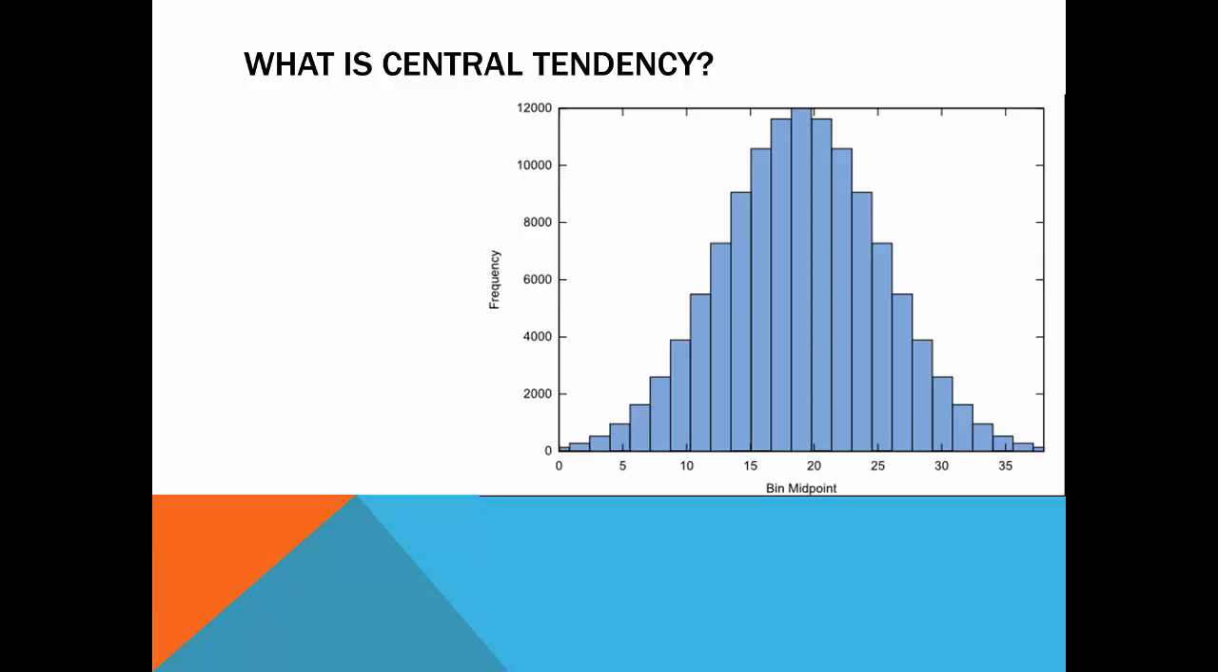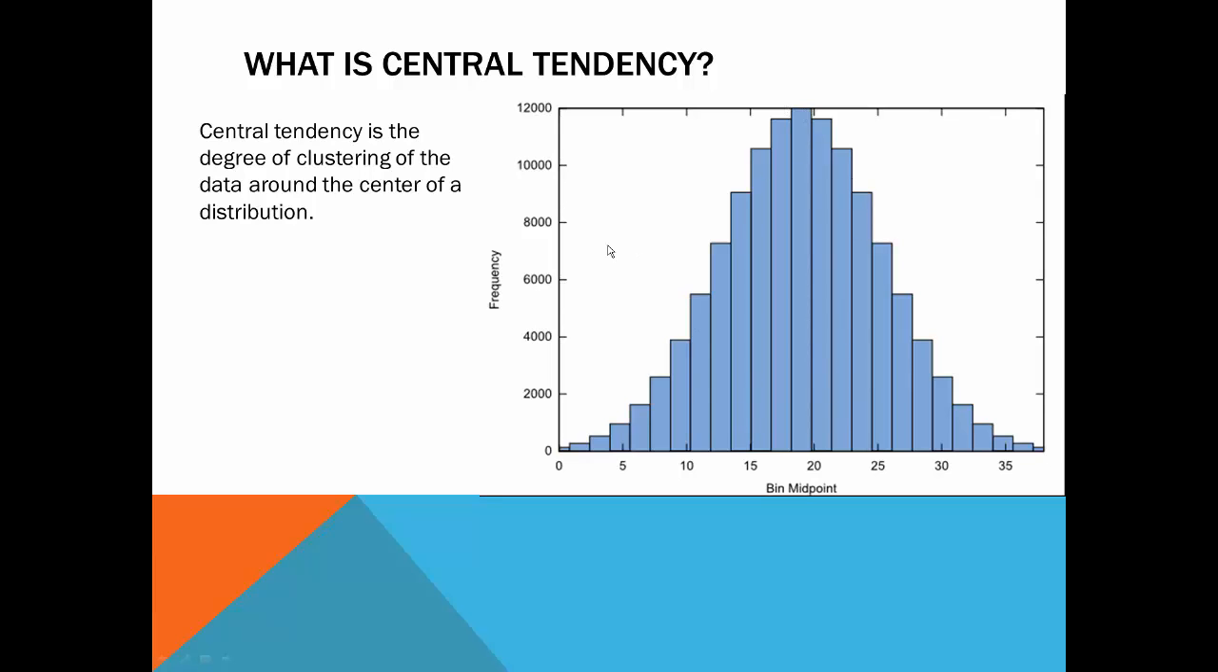What is central tendency? Central tendency is the degree of clustering of the data around the center of a distribution. So here's a distribution, here's the center of a distribution, and the measure of central tendency would tell us the degree that the data is centered around here, right? There are three ways of measuring central tendency, and they are the mean, the median, and the mode, and we're going to talk about each of those.